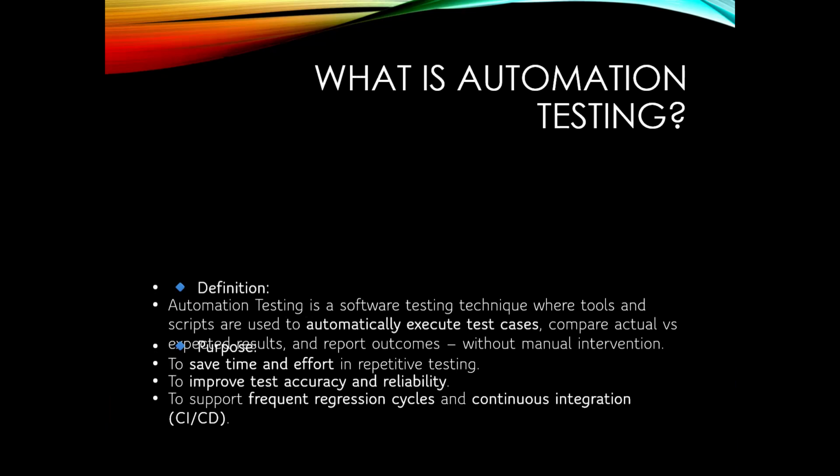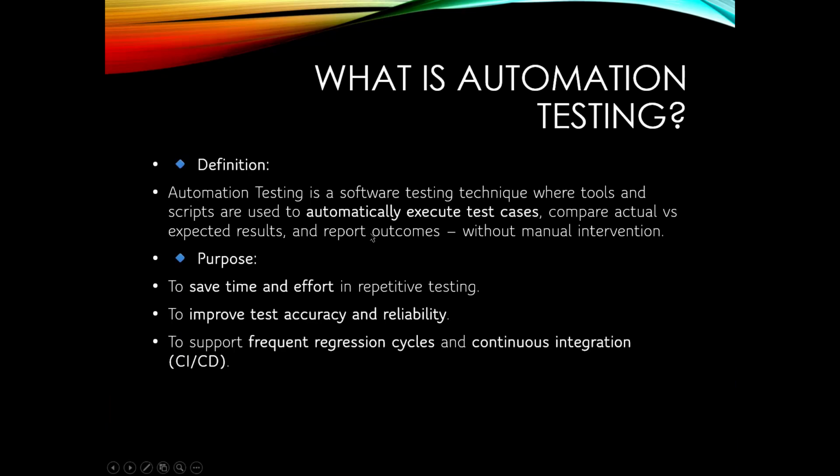What is automation testing? The common definition for automation testing is nothing but testing an application with a third-party tool. That's a basic definition. But here, automation testing is a software testing technique where tools and scripts are used to automatically execute test cases.